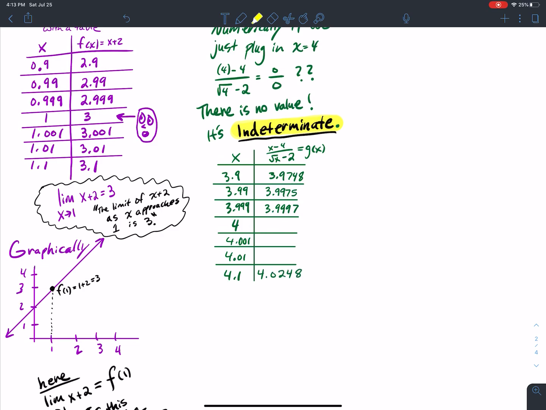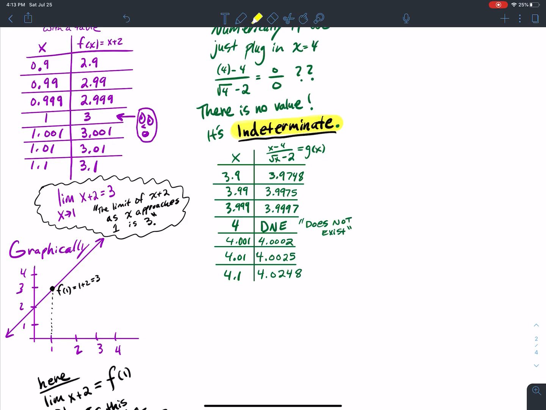And then let's try it from the other side. I plug in 4.1. I get 4.02248. Plug in 4.01, it's a little bit closer to 4. 4.001, that's a little bit closer and a little bit closer, right? But what happens whenever I plug in 4? I get that it does not exist.